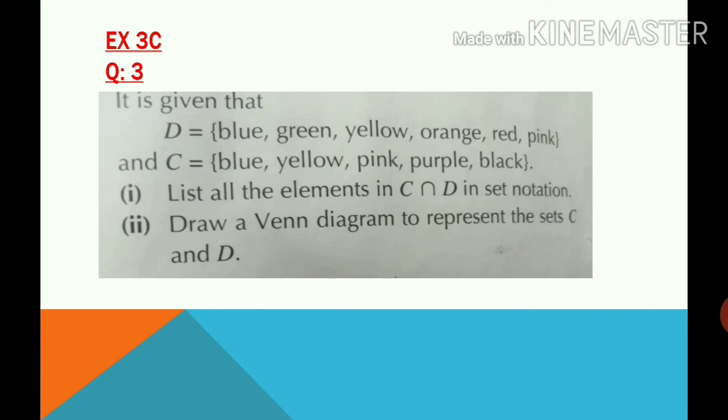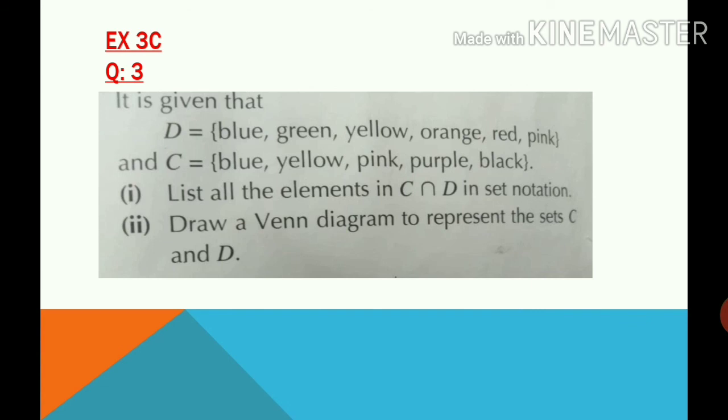Okay ji, let's come to the exercise. Question number 3, exercise 3C, question number 3. Question number 3 is, it is given that D is equal to {blue, green, yellow, orange, red, pink}, and C is equal to {blue, yellow, pink, purple, black}. Part 1 is list all the elements in C intersection D in set notation.